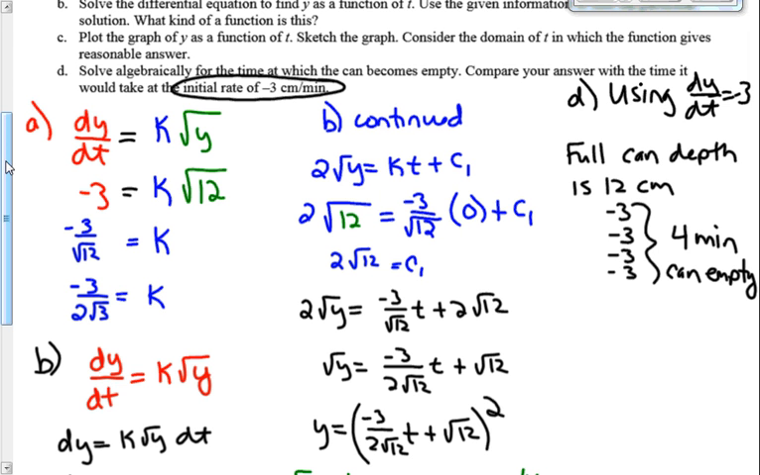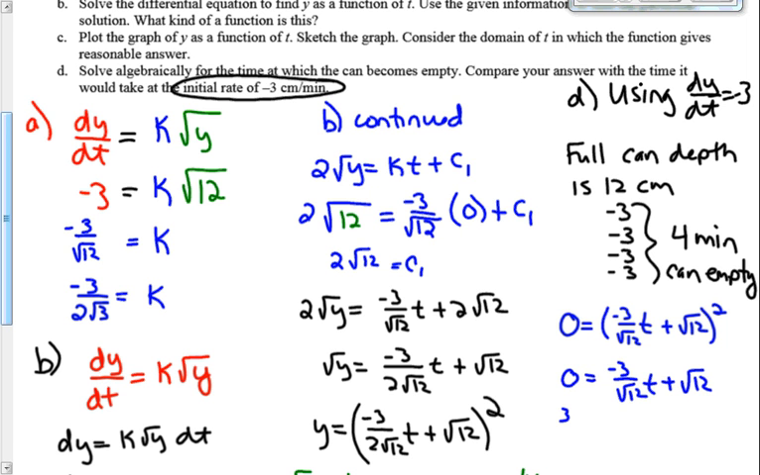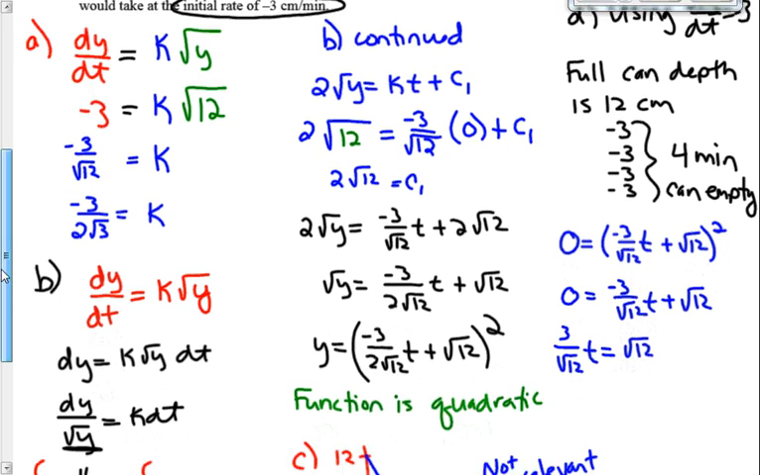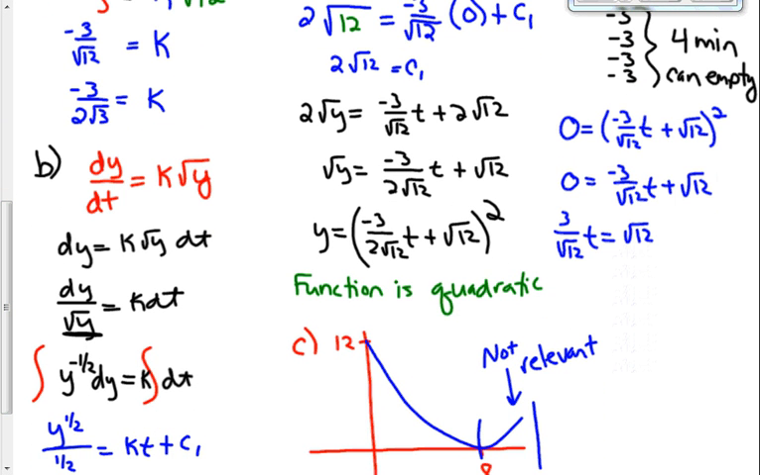So let's go ahead and actually do this algebraically now. So I want to know when the depth is 0. And that is when I have my function, negative 3 over the square root of 12 times t plus the square root of 12 quantity squared. And I'm solving for t. So I'll go ahead and I square root both sides, and I still end up with this. And then I'm going to isolate the variable. I'm going to bring the 3 square root of 12t to the left. And then I'm going to solve for t by multiplying both sides by square root of 12 over 3.